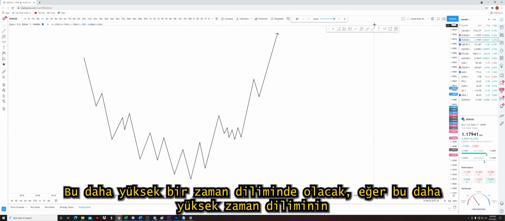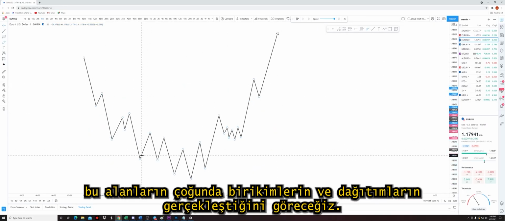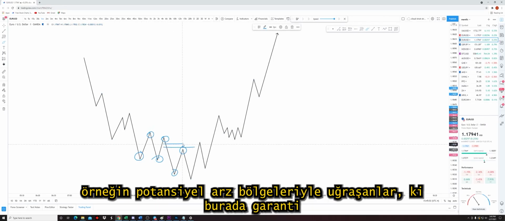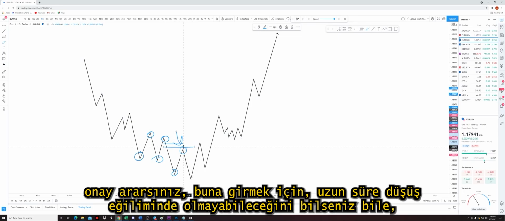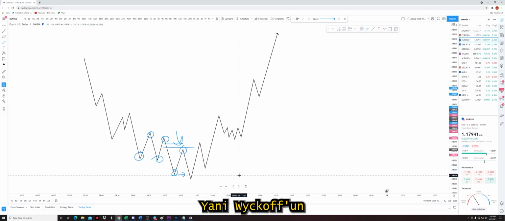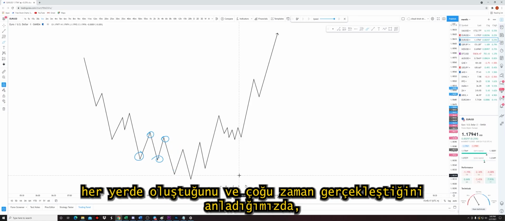This can be on a higher time frame. If we zoom in onto the lower time frame of this higher time frame, we're going to see accumulations and distributions occur in many of these areas. Some are uglier than others. Some are more predictable than others, such as these with potential supply zones, where you look for guaranteed confirmation to get into this, even though you know that it might not be bearish for a long time. You can be part of the move that gets you below a potential important structural point. So as we understand, Wyckoff will occur everywhere and happen a lot of the time.